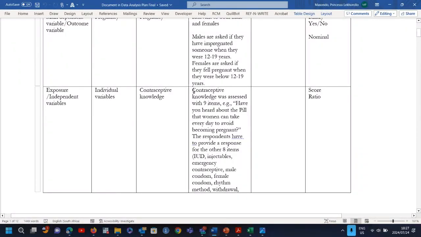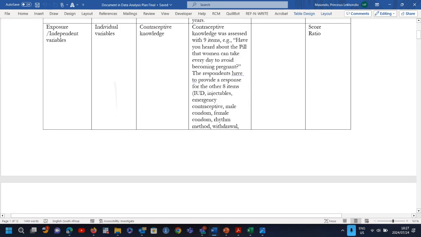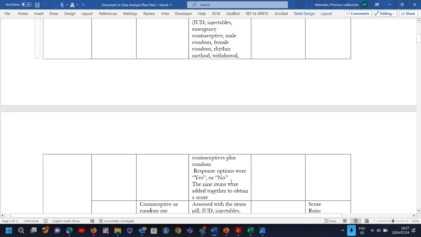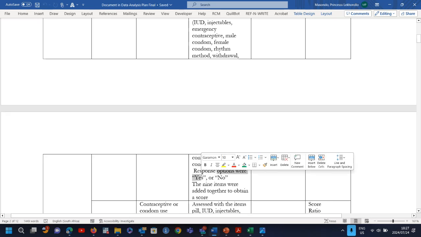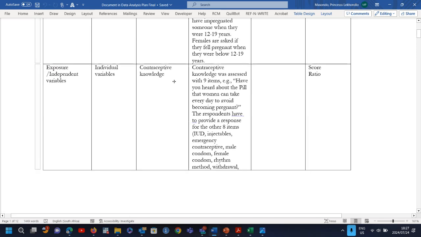So for example, it's knowledge. They asked the participants 9 questions, where they ask them if they've heard about the pill, the IUD, the injectables, emergency contraceptives, and the people are responding yes or no. You see, yes or no. These details you need. So you can see contraceptive knowledge.